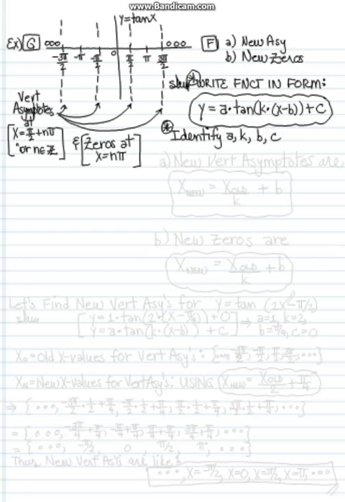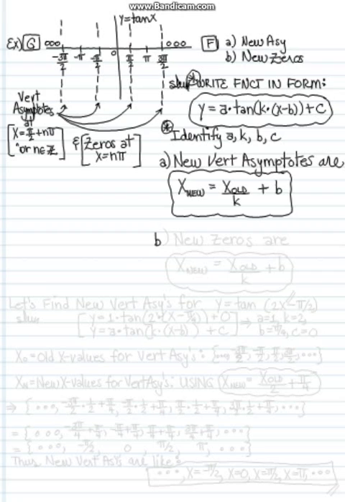Then the new vertical asymptotes. The new vertical asymptotes for the new graph will be the values x new equals x old divided by k plus b. Those will be our new asymptotes, the equations of these vertical lines, x equals a number. And then to find the new zeros, where the graph crosses the x-axis, we are going to have x new equals x old plus b over k plus b. Okay, so let's test this idea of finding the new vertical asymptotes and the new zeros.